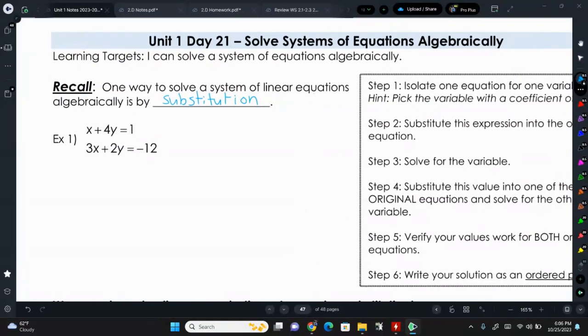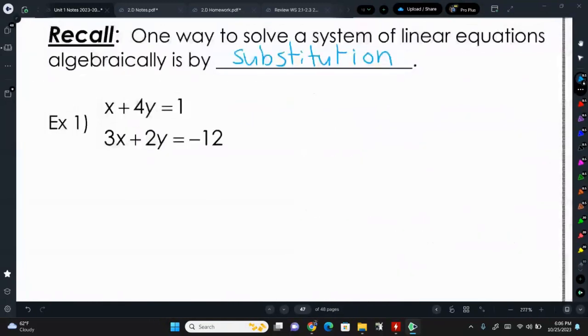So let's look at this one. We have x plus 4y equals 1 and 3x plus 2y equals negative 12. Well, in this top equation, we have 1x. So we want to get that by itself. So if we write that down over here, and then we subtract 4y from both sides, we get x equals negative 4y plus 1. So now we know that x equals negative 4y plus 1. We're going to substitute that in for x.